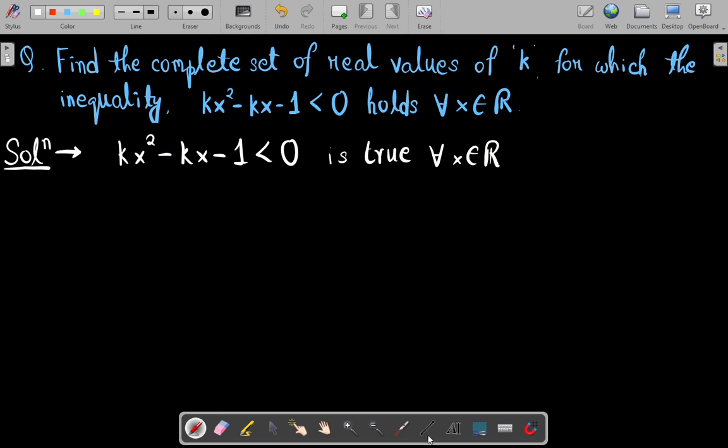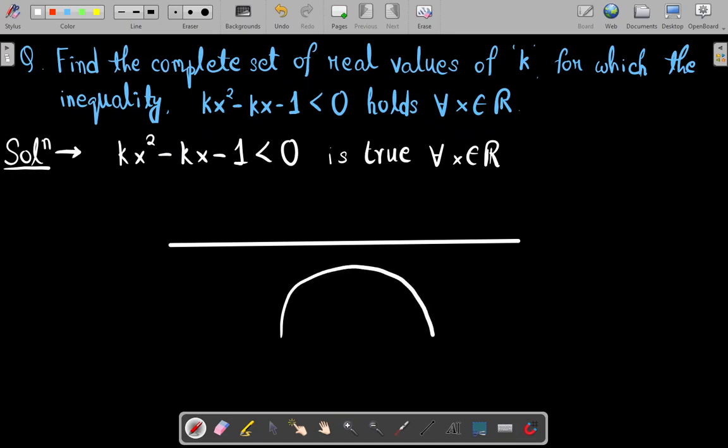So if we draw the curve of this expression, since this is negative, the expression will lie below the x-axis. The nature will be something like this. If this is the x-axis, then if it is below the x-axis, this is negative.